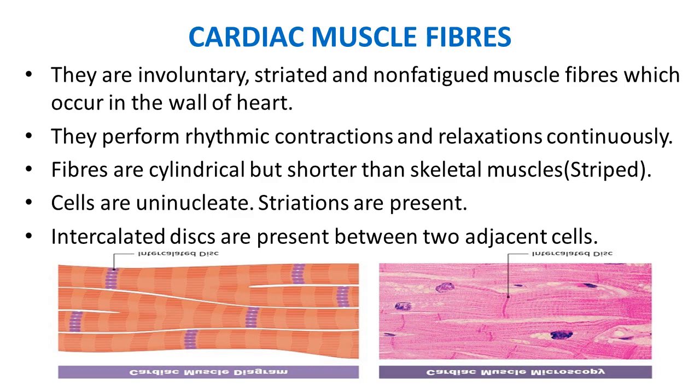The very important feature of these muscle fibers are, you can see here the blue colored line structures. What you are going to see in the image is nothing but intercalated discs. Between the two adjacent cells we can see the presence of a disc here. So you can see both the images. One is the microscopic view of the cardiac muscles, another one is the sectioning of the cardiac muscle picture.